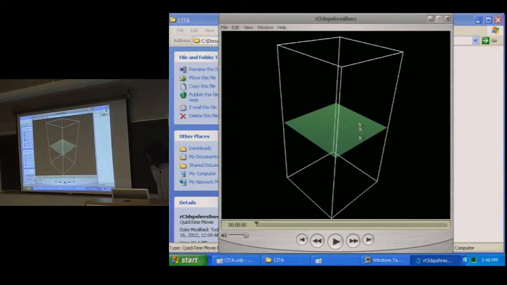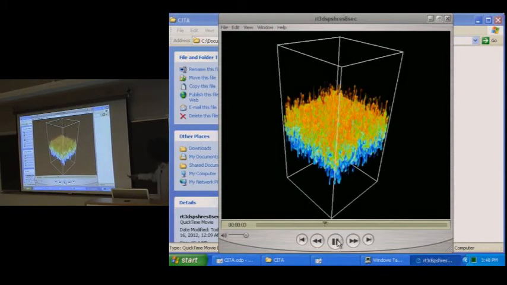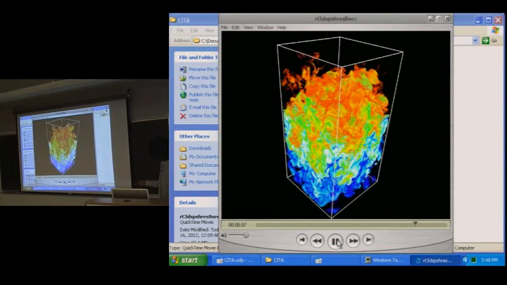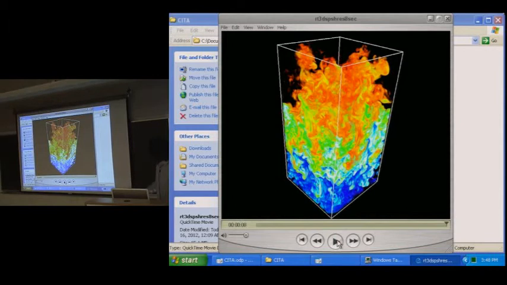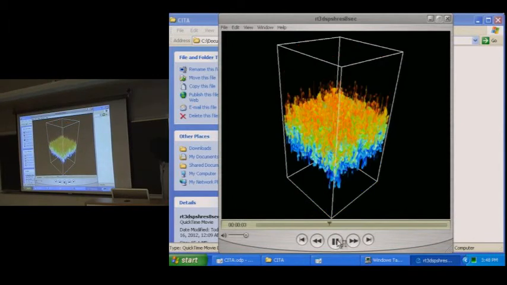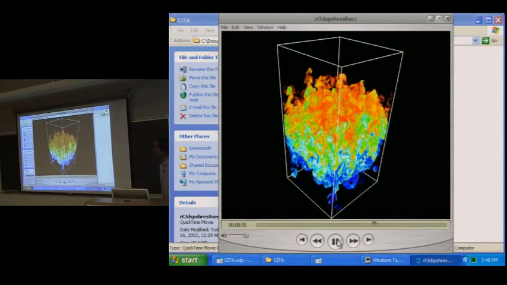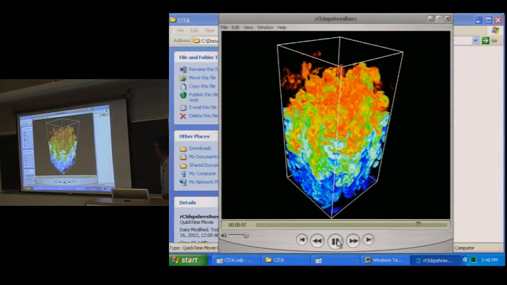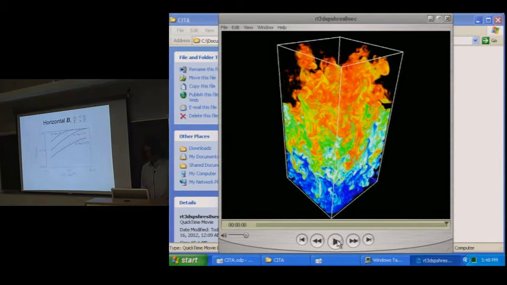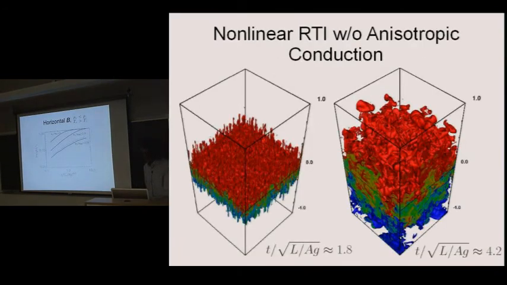So here's a simulation of temperature contours. They start as small bubbles. They kind of join together and become larger. This is without conduction. Not surprisingly, it's a little bit like fire.